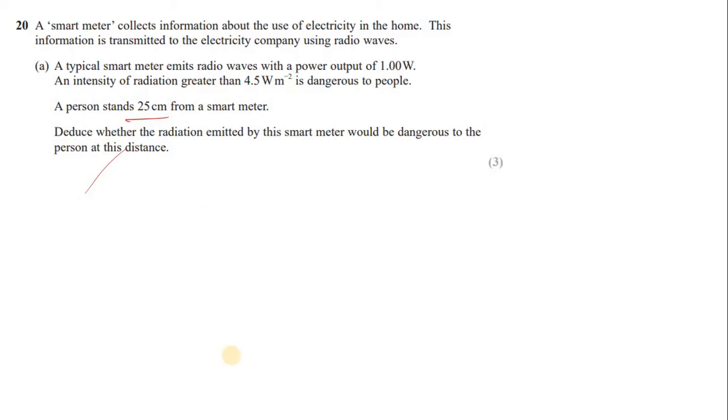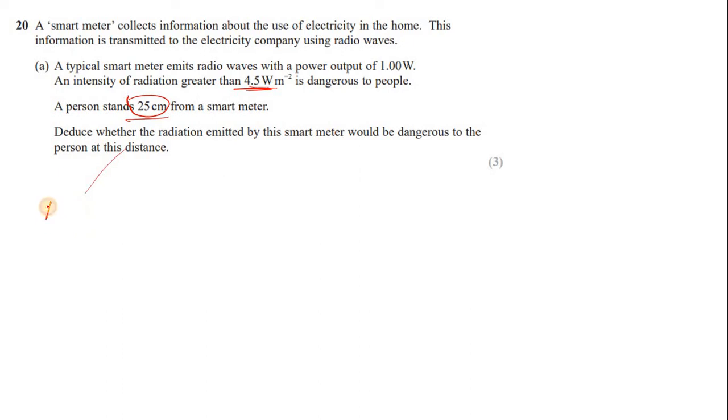So we clearly only calculate radiation flux at 25 centimeter and compare with this. Because this is the safest one, so let's calculate. Now this is the minimum. Greater than that is dangerous. This is minimum. So we need to find flux.